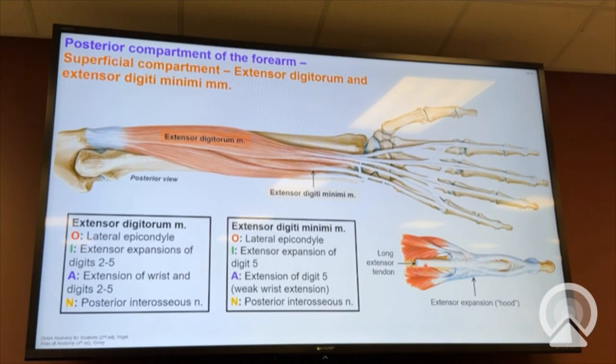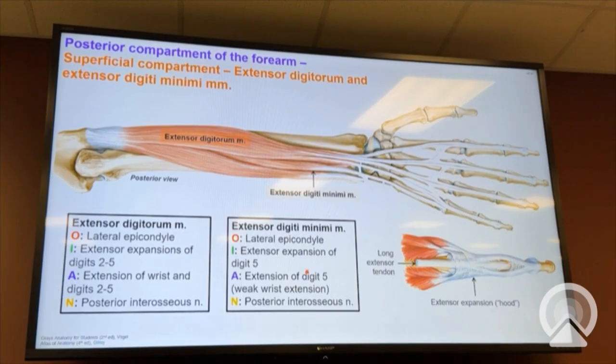And the way they would attach is via this complicated little structure they call the extensor expansion, or the extensor hood. This is a very complicated pattern of these tendons coming in to go into the posterior aspect of the fingers. You have these little collateral slips, you have a central band. All of these work together as an extensor expansion to just extend the finger out, that's it. These are actually pretty important clinically, and we'll talk about more of that next block or next semester.